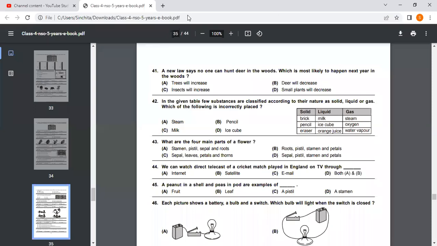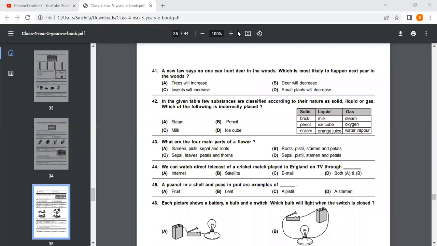Ma'am, what is the meaning of decrease? Decrease means less, or the number will go down. Okay, the question says a new law says no one can hunt deer in the woods. If we don't hunt deer in the woods, then which is most likely to happen next year in the woods? What will happen next year if we don't hunt any deer? Yes, Debangshu, first you tell me. If we don't hunt deer in the woods, then what do deer eat, Debangshu? Do you know?